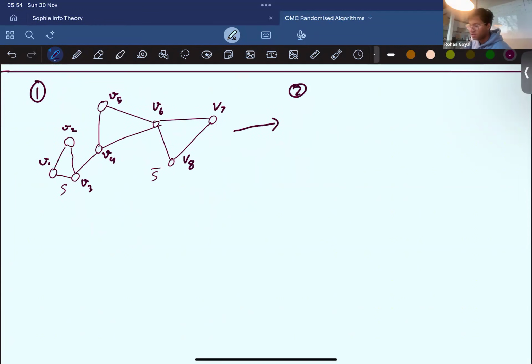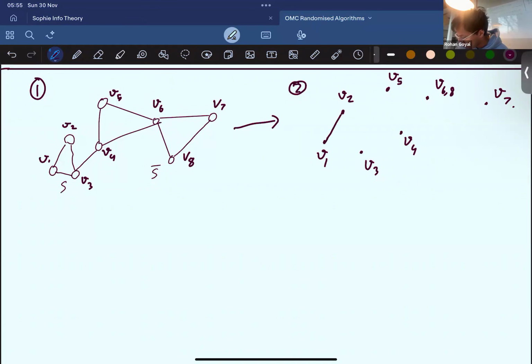Okay, good. So what we do now is we want to contract V6, V8. What does that mean? We'll make V6 and V8 into one single vertex, which I'll now call V6,8. The rest will stay the same: V1, V2, V3, V4, V5, V6,8, V7. All the other edges remain the same.